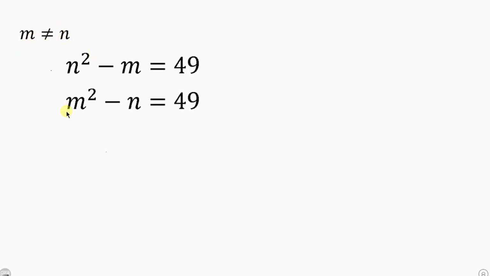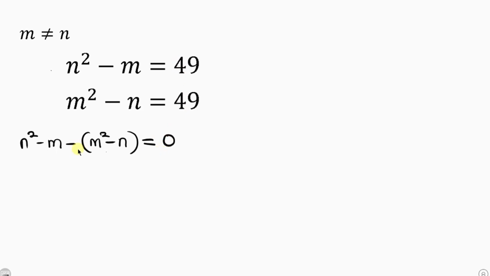Well, our first step towards solving this question will be for us to subtract equation 2 from equation 1. So let's go ahead and do that. So equation 1, I have n squared minus m. Now I'm going to be subtracting the second equation. I'm talking about the left hand side, minus m squared minus n equal to, now moving ahead to the right hand side, 49 minus 49, and that's going to give us 0.